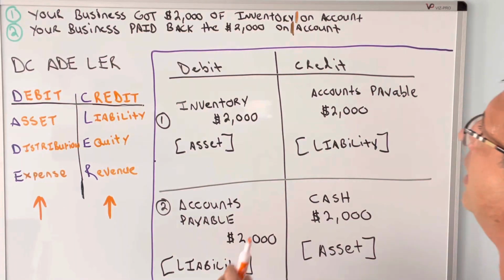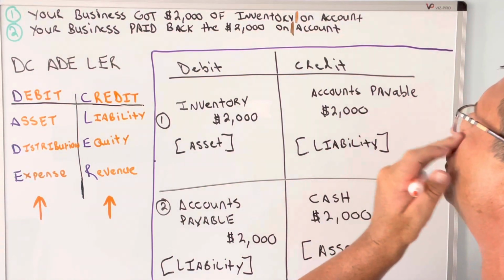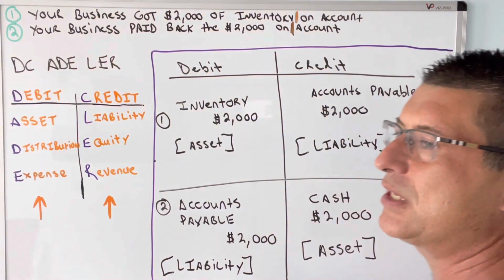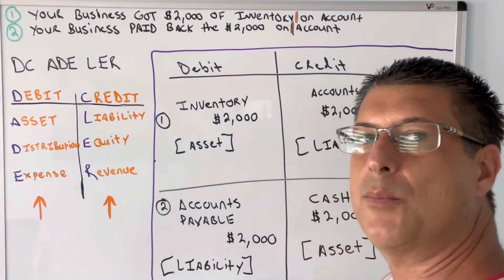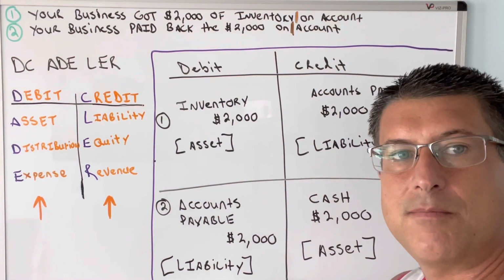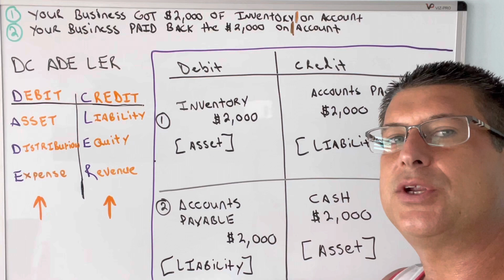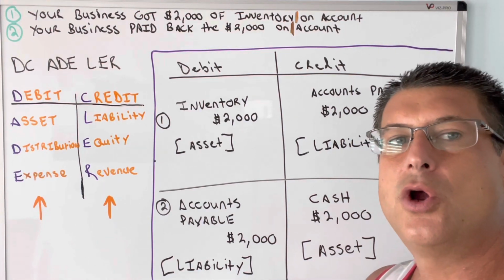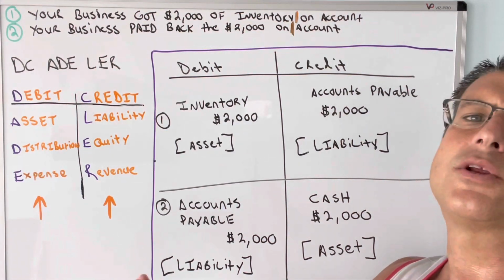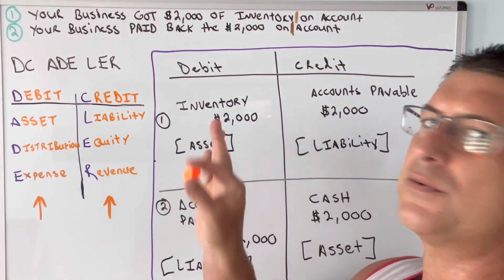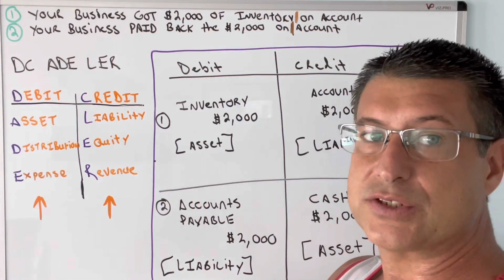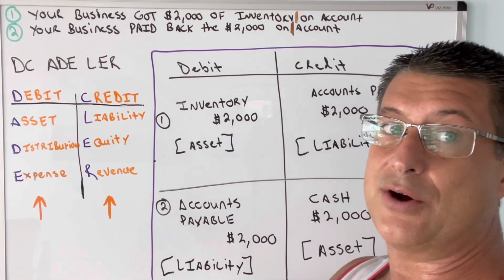So we know it's an account payable. We know account payable is going to be a liability. And is our liability account increasing in value? Well, we never worked with this. Let's say we never worked with this person before, and now we owe them $2,000. So yes, our liability account is going up.